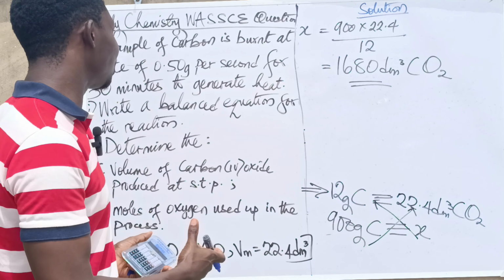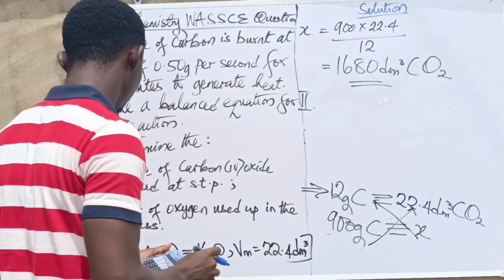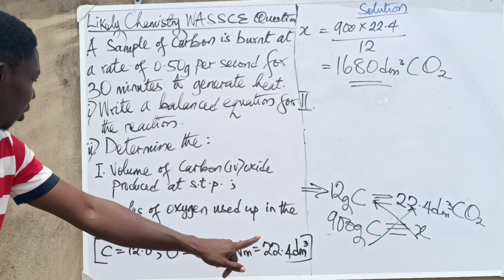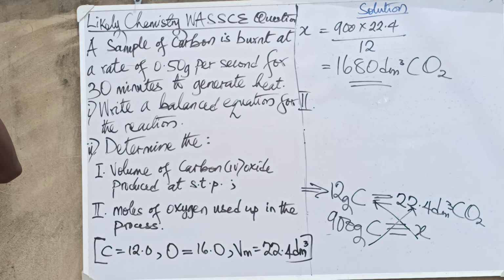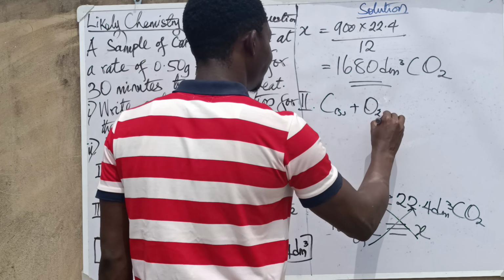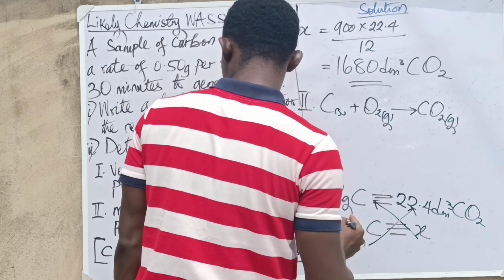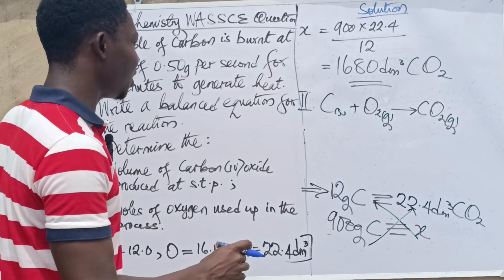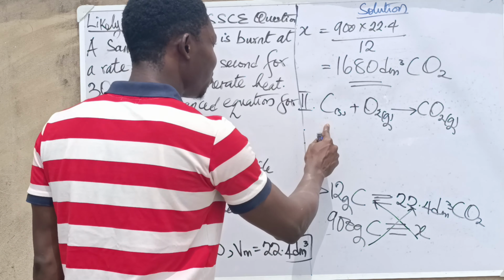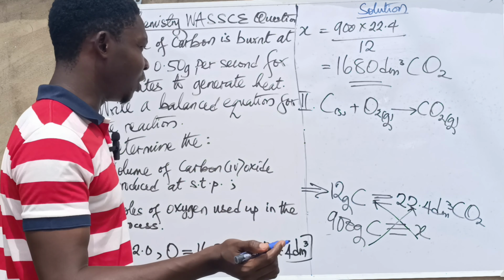Now let's go to the second sub number, which is sub number 2 of number 2, and it goes: moles of oxygen used up in the process. So we're still going to make reference to the chemical equation. I may rewrite it so that we'll see it again. So we have carbon solid reacting with oxygen gas to form carbon dioxide gas. All right, here they say moles of oxygen used up. So here we can compare carbon and oxygen, or oxygen and carbon dioxide gas. Anyone we compare would give us the same answer.